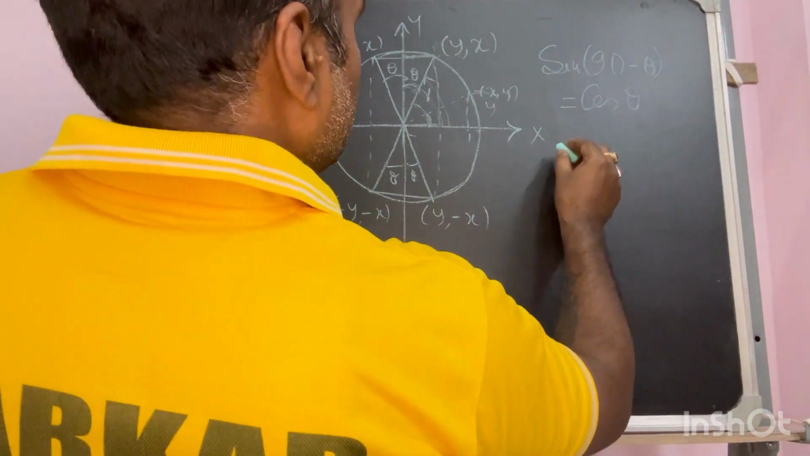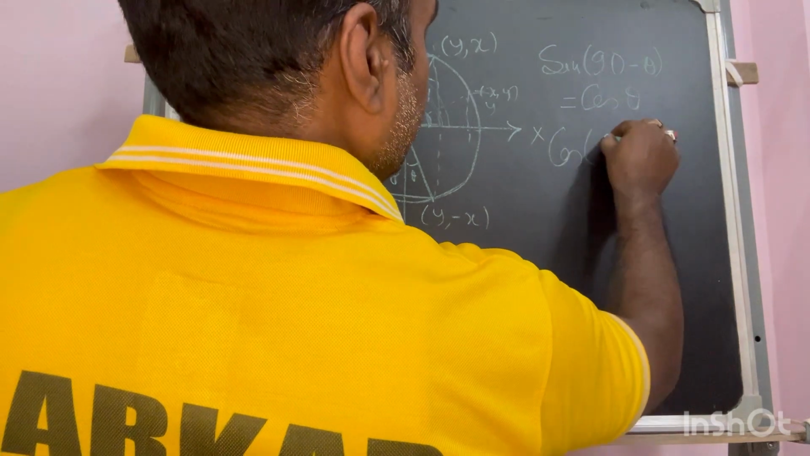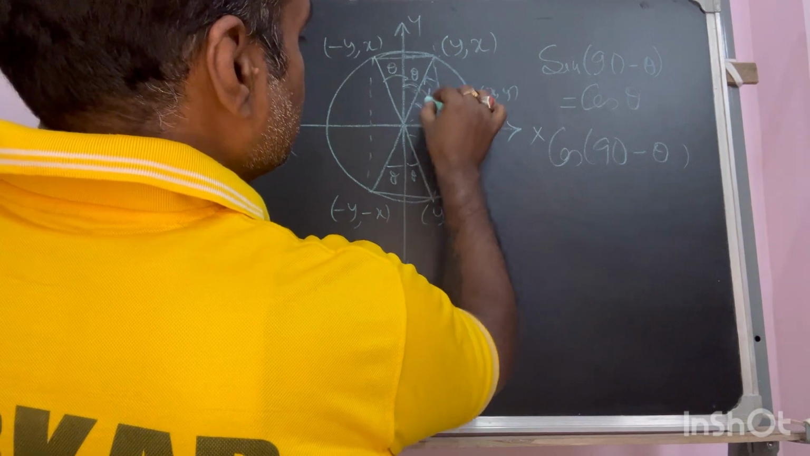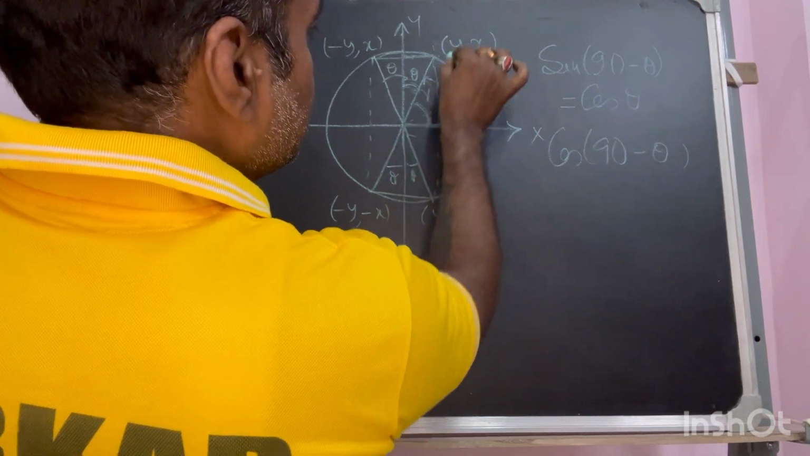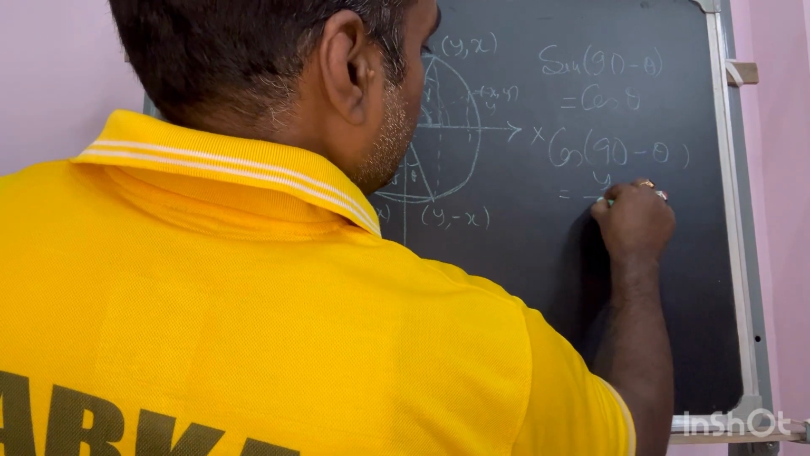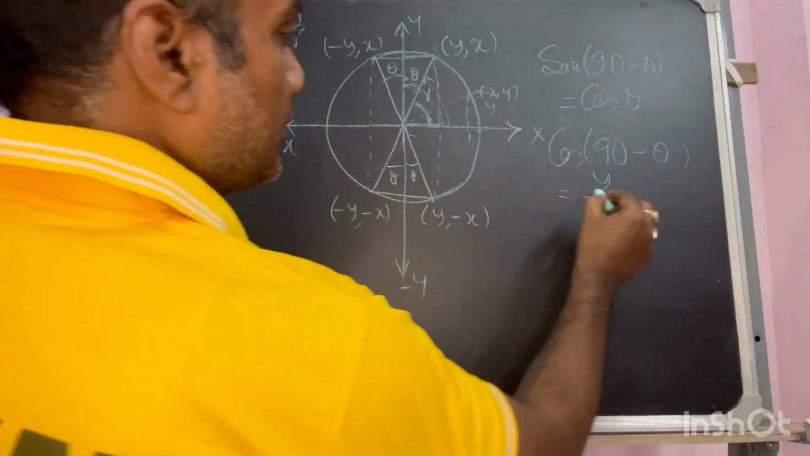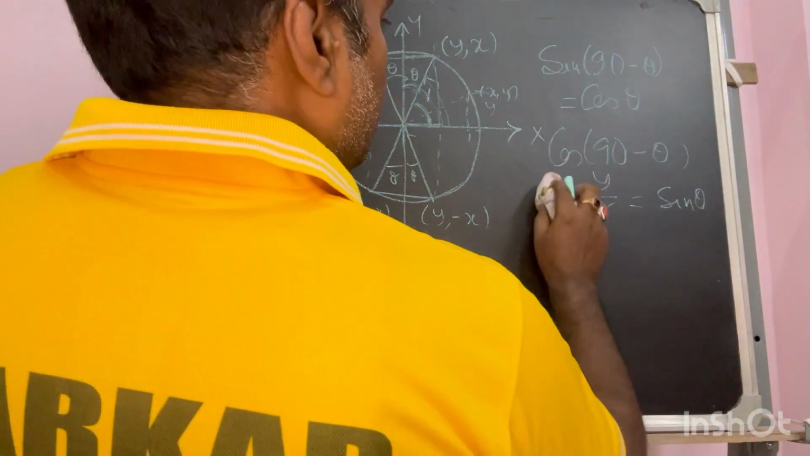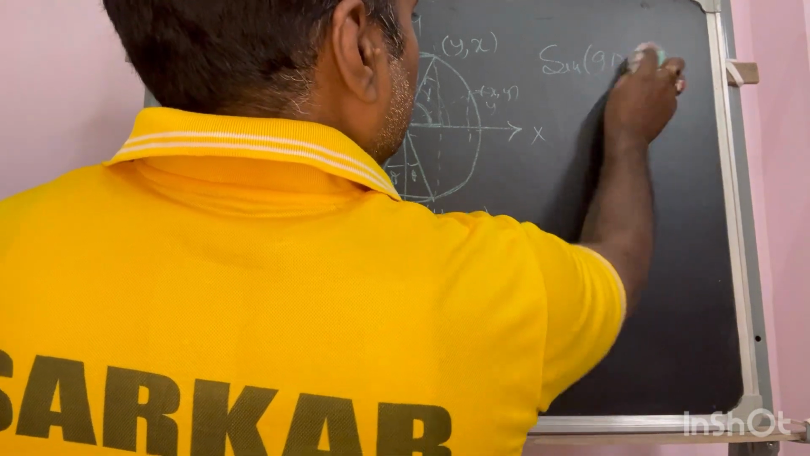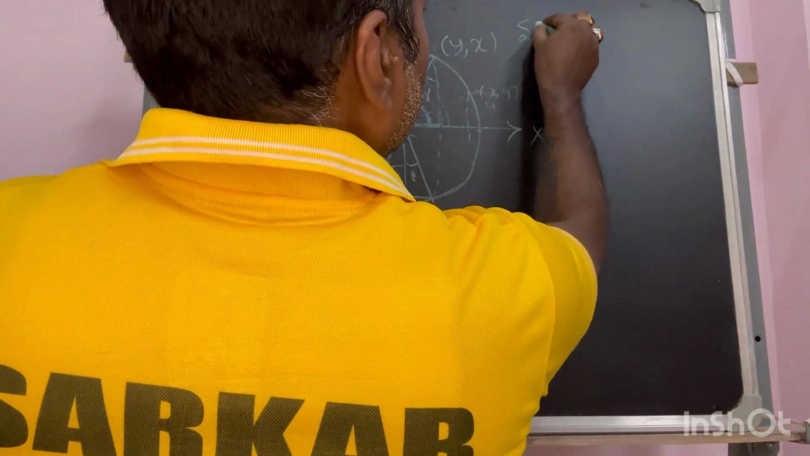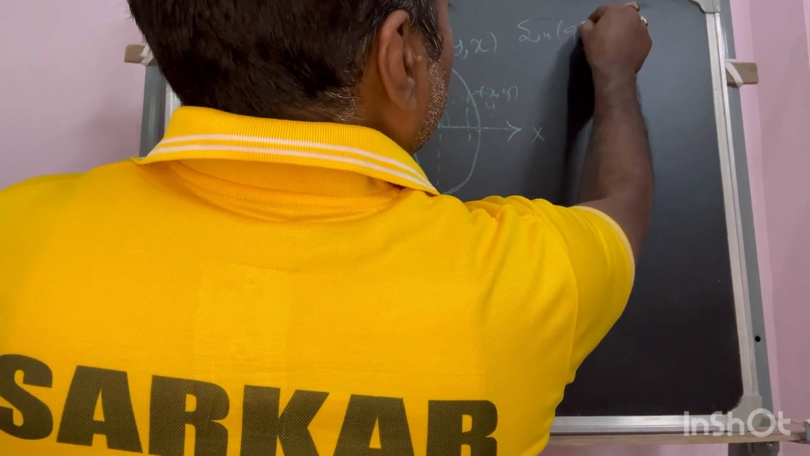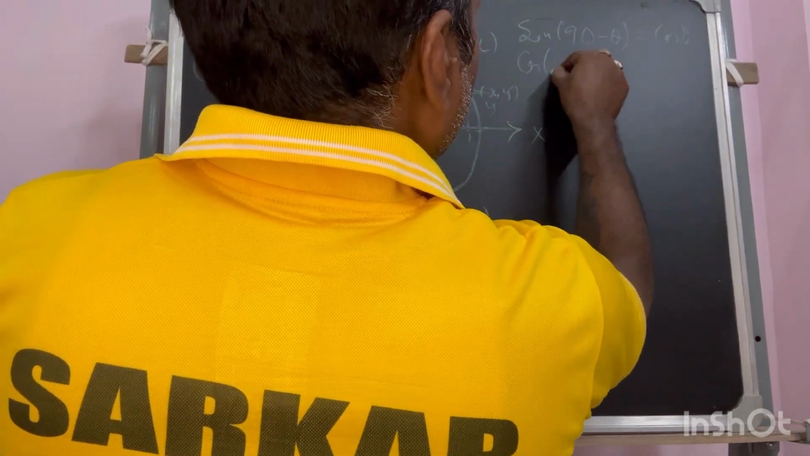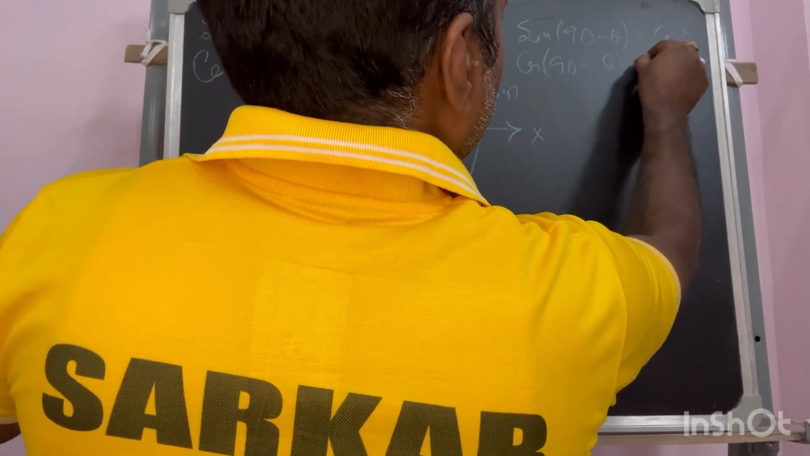Okay, now if I go for cos of 90 minus theta for the same angle, if I want to calculate cos of 90 minus theta, it will be this much. What is this? This is y here, y by r, but in the earlier case y by r is equal to sin theta. So I can write this is equal to sin theta. So in the first coordinate we come to know this relation: sine of 90 minus theta is equal to cos theta, and cos of 90 minus theta is equal to sin theta.